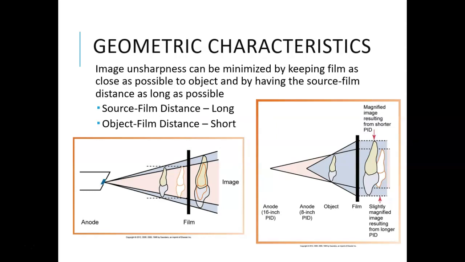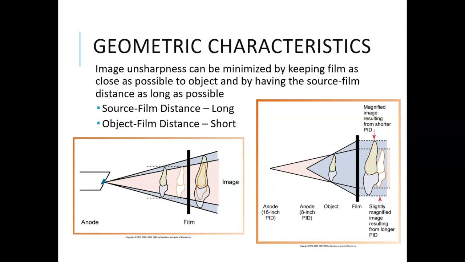Geometric characteristics. Image unsharpness can be minimized by keeping a film as close as possible to the object. So when our sensor is as close as we can possibly get it to the tooth, we're going to have a sharper image. And by having the source film distance as long as possible. So our BID, the source of the actual X-ray photons, are inset quite a bit. So even though we want to get the end of the BID really close to their cheek, we want everything snugged up, the actual source of the X-ray photons is quite a ways back. And by doing that, it actually creates a stream of X-ray photons that is more desirable for a more accurate image.